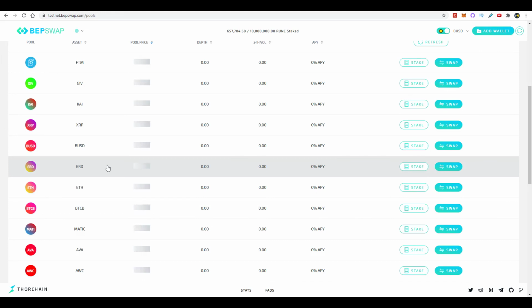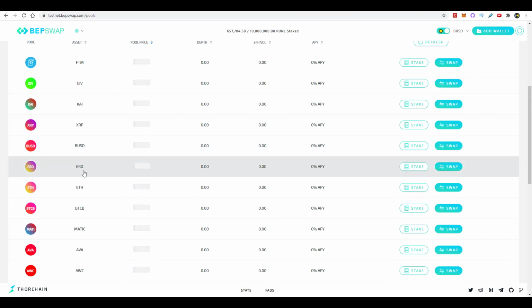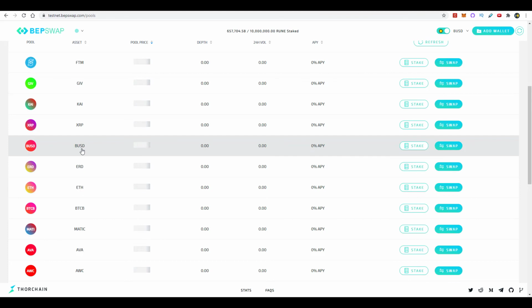And when it comes to taking profit on my Rune tokens, what I plan to do is basically sell some of it into BUSD and just stake it here on Thorchain. This way I can lock in profits by selling some of my Rune tokens and also earn interest on my cash position.